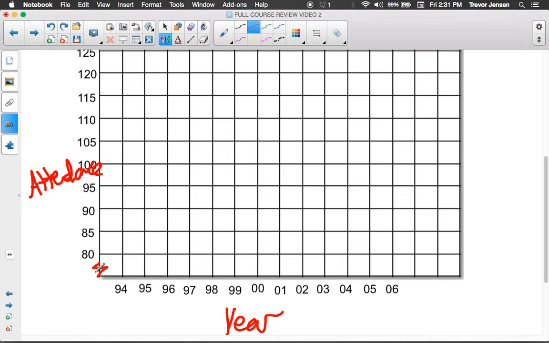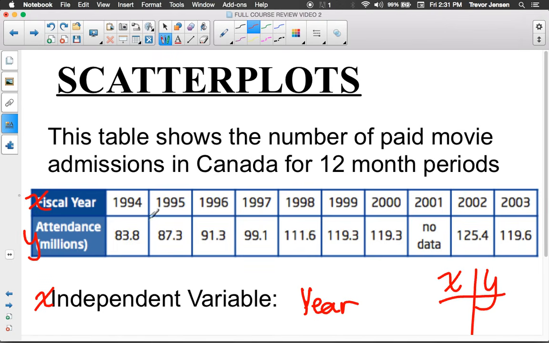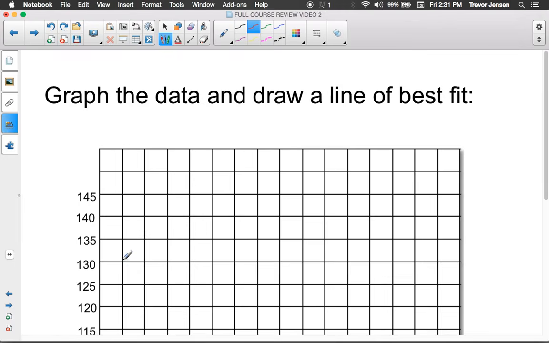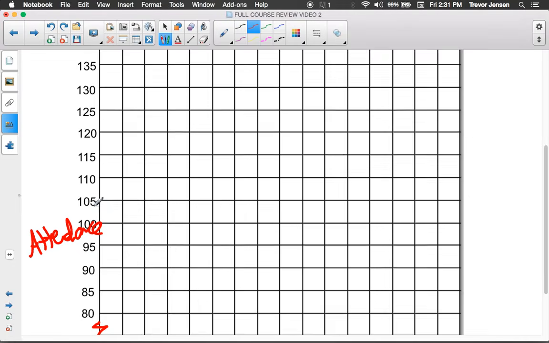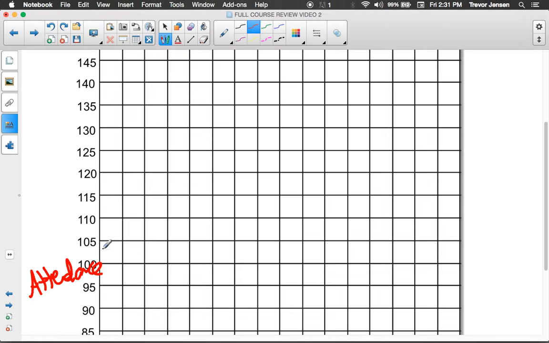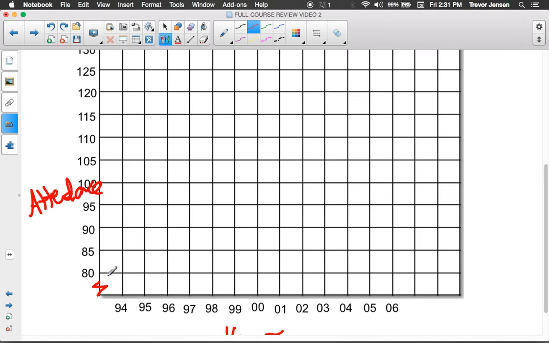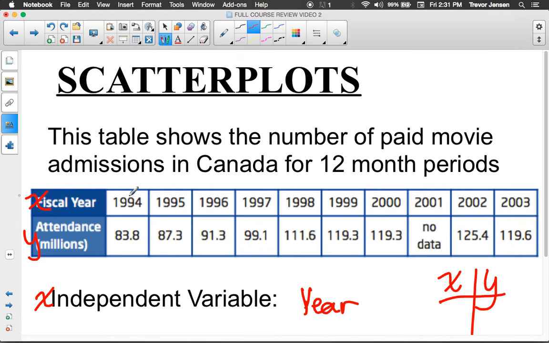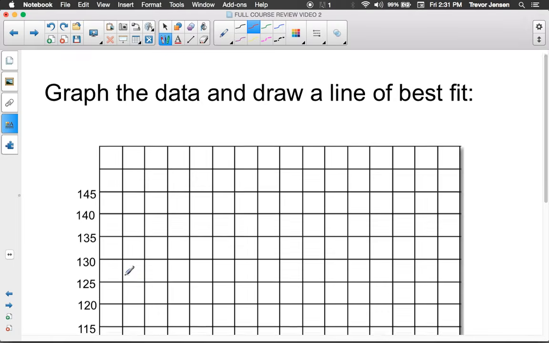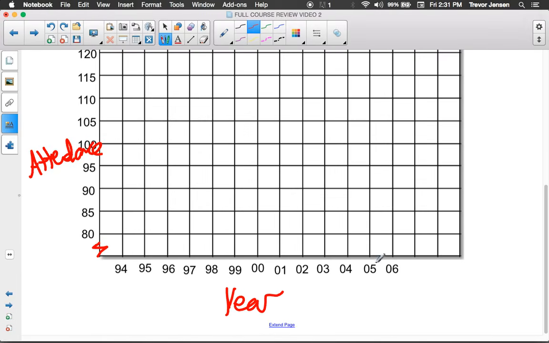And why did I choose 80 to start at for attendance? Well, my lowest value is 83.8, my highest value is 125.6, so I needed a scale that goes at least between those ranges. So I started at 80, and then I went all the way up to 145 because I'm going to be making some estimations later on this graph. And years, I started at 94, and I went up to 2006 because later we're going to be making an estimation for a year outside of our range.